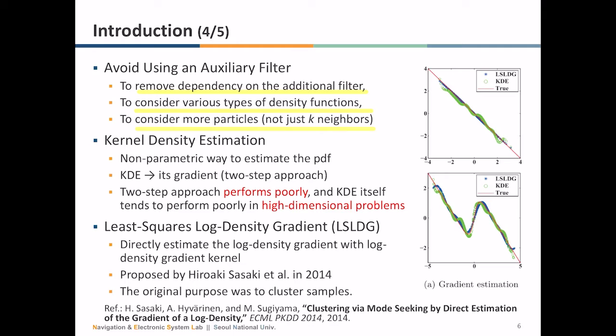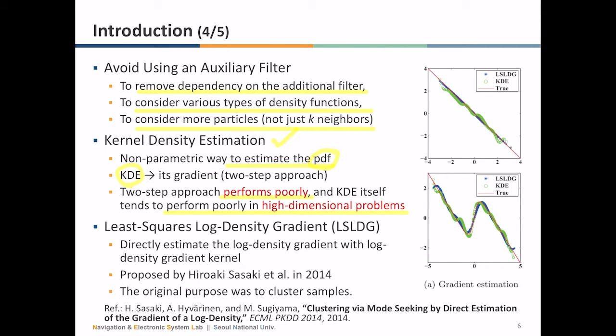Our first approach was to use kernel density estimation. KDE approximates a PDF by overlapping a specific kernel on each sample. We tried to find the divergence analytically from the approximate distribution through KDE. However, this two-step approach generally has poor performance, and KDE itself is known to perform poorly, especially for high-dimensional problems.